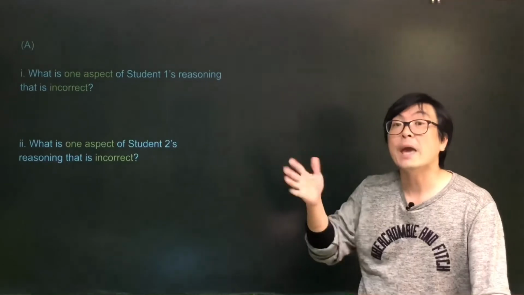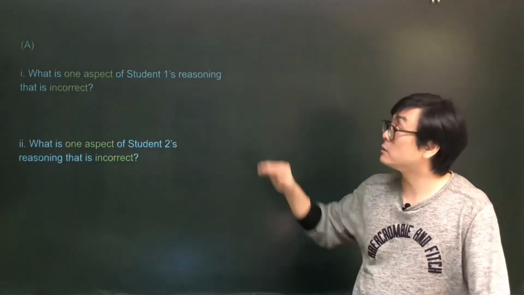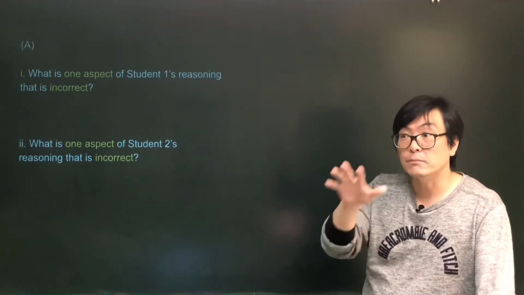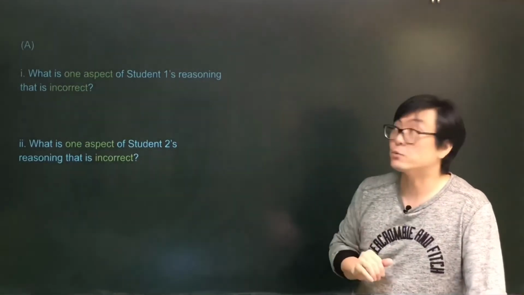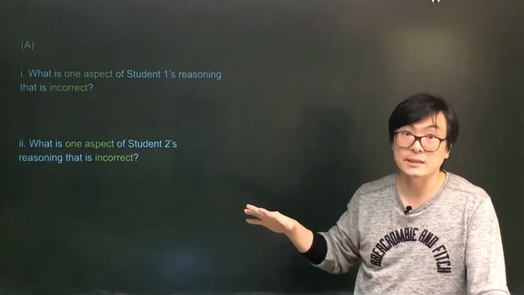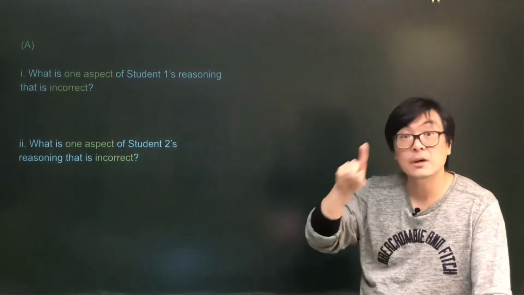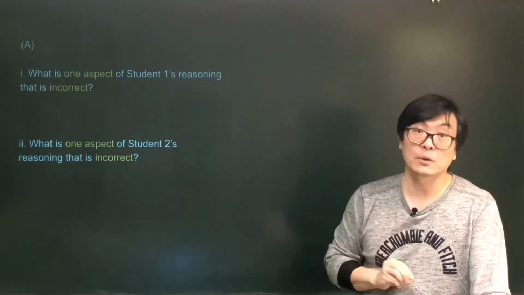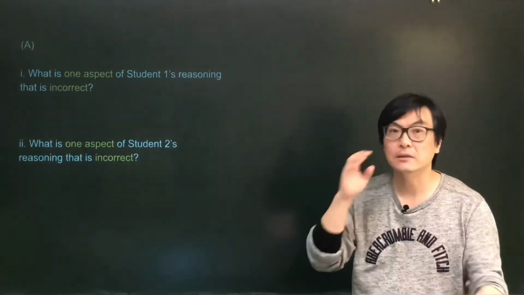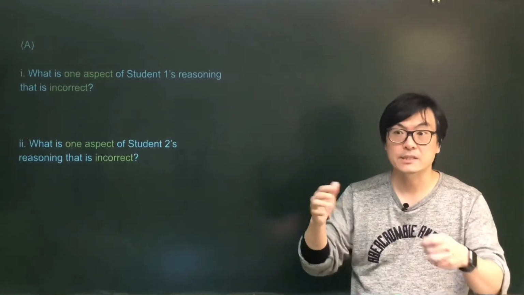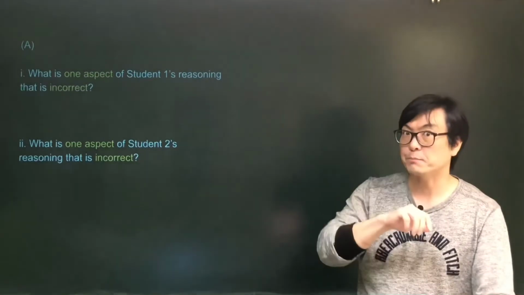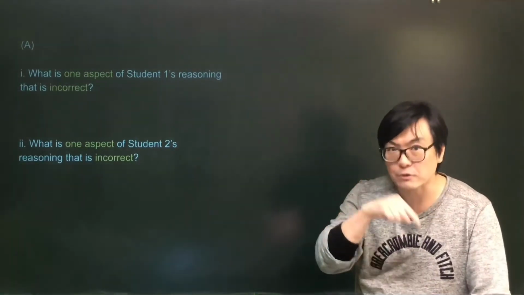That means you may have more than one incorrect statement, or you may have some correct parts and incorrect parts inside student one's statement. Among those, you have to find one aspect of the incorrect part only. You don't need to write more than one, even though the statement may have several incorrect parts. If you have incorrect and correct parts, you have to distinguish which part is actually incorrect.